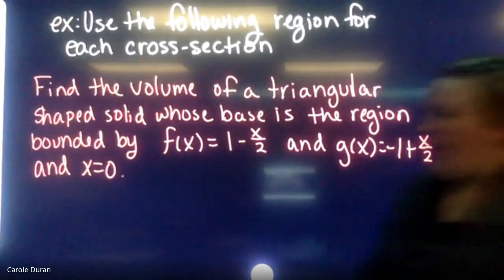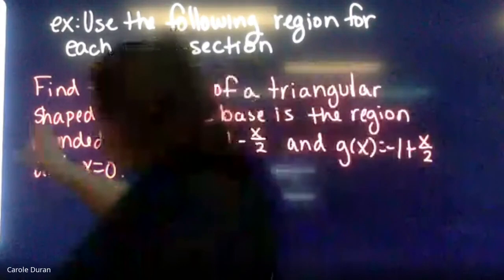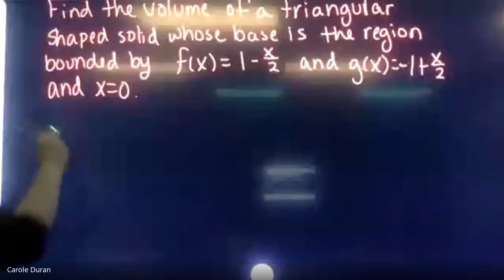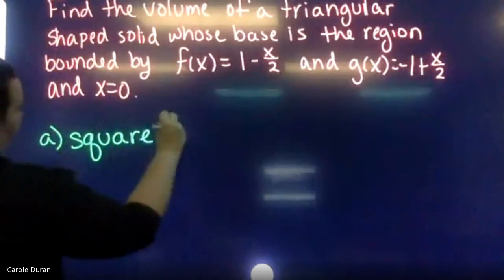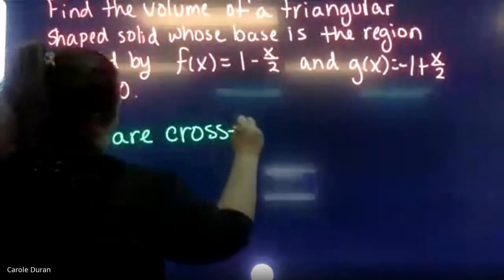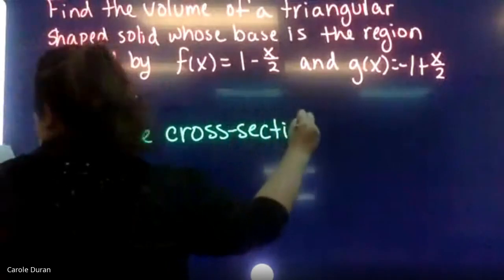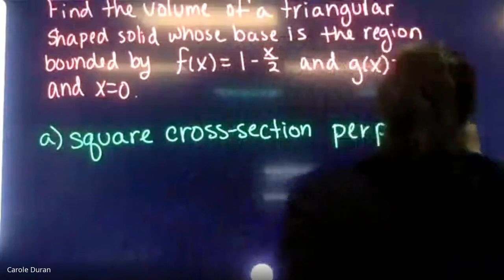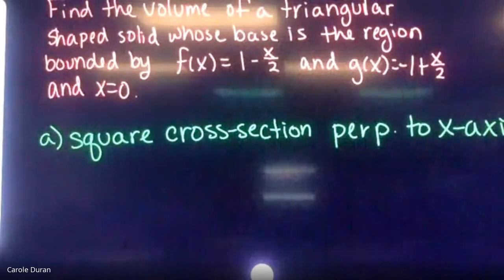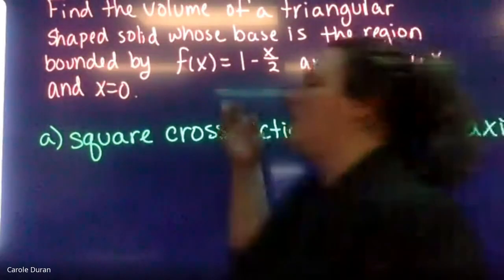So for part A, we are going to use a square cross-section that runs perpendicular to the x-axis. Whenever we are given something like this, your first step is always to draw a picture. What we're going to be drawing a picture of is the base, because those are the parameters that we have.